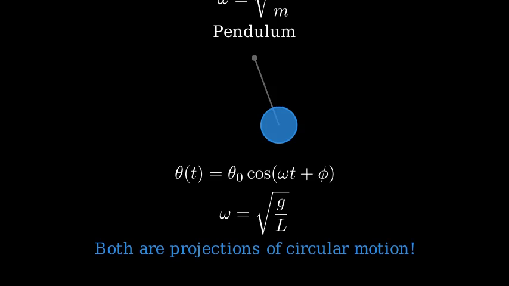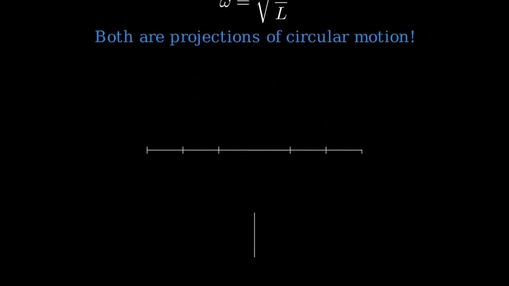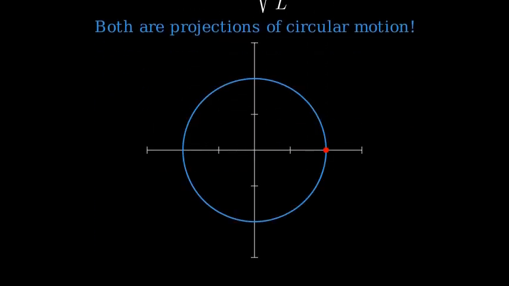Another way to understand the connection between circular motion and simple harmonic motion is through vectors. In circular motion, we can represent the position of our point with a vector from the center of the circle to the point itself. This vector rotates at a constant angular speed, omega. When we project this rotating vector onto the x-axis, we get the position in simple harmonic motion.